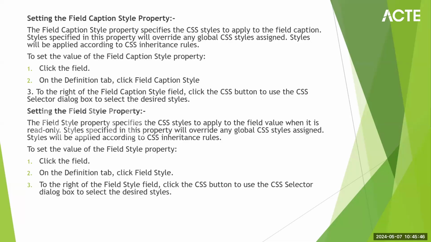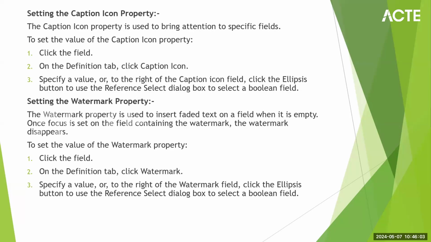So to set the value of the field style property, click on the field on the definition tab, click field style. To the right of field style, click on the CSS button and select the desired style you want. Setting the caption icon property. Caption icon in the sense like, for example, some will be having the image icon.